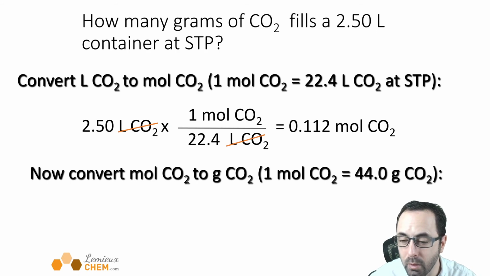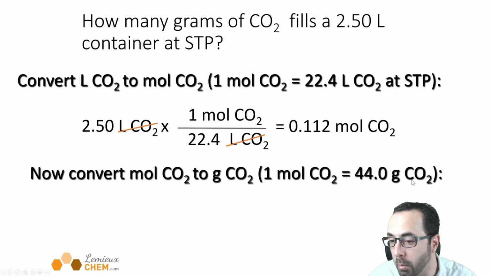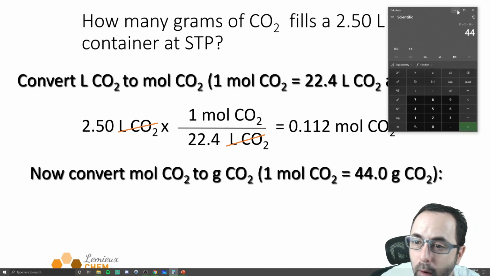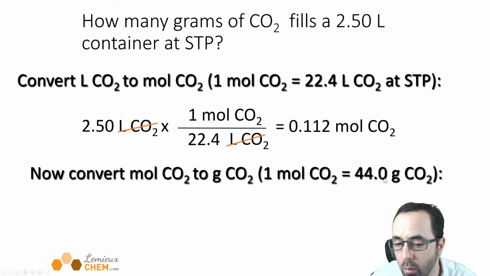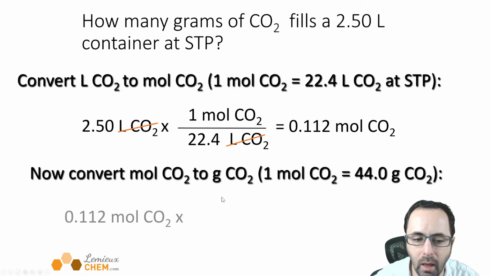per mole. If you were to look at the periodic table, it's 12 grams per mole for carbon and 16 grams per mole for oxygen. So it would be 12 plus 2 times 16. So to 3 sig figs, it's 44.0. And so now we've got the molar mass to 3 sig figs, which is fine for our data, which also has 3 sig figs. So this is good. So we're going to copy down our 0.112 moles of CO2.